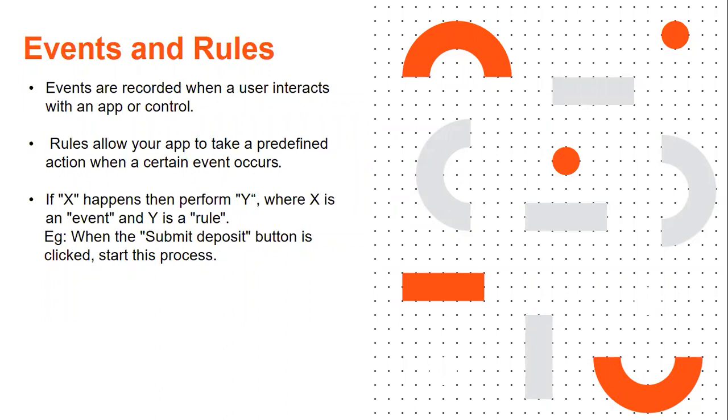Whatever I'm performing is an event. And whenever any user performs any event, rules are set. As it is written here, if X happens, then perform Y, where X is an event and Y is a rule. So when I say, okay, submit deposit, then a process runs in the background, which submits the data that I have put in. That's how events and rules work.